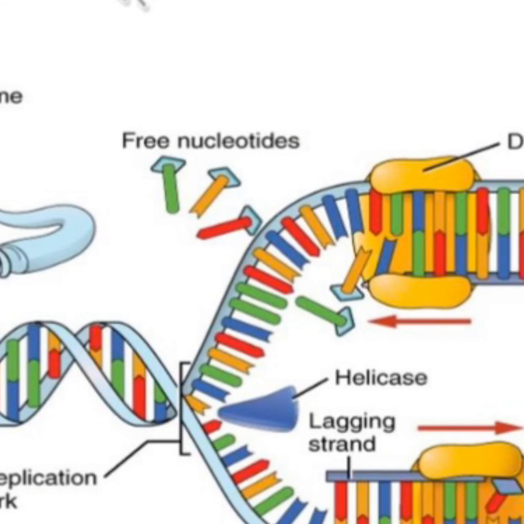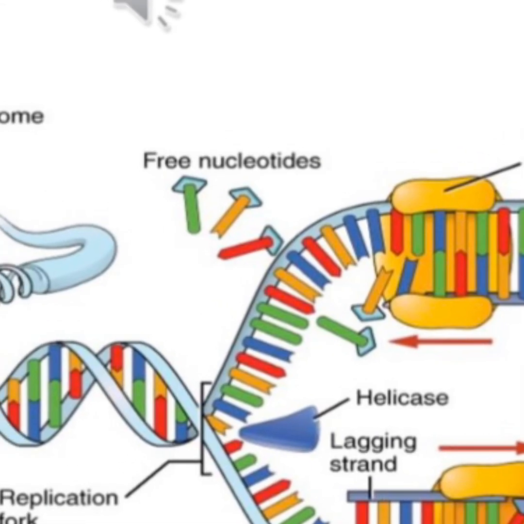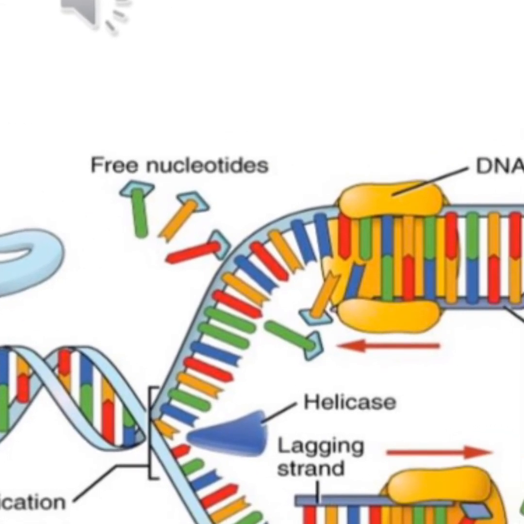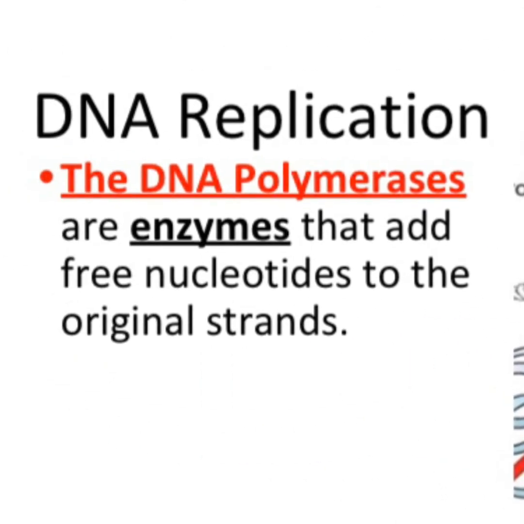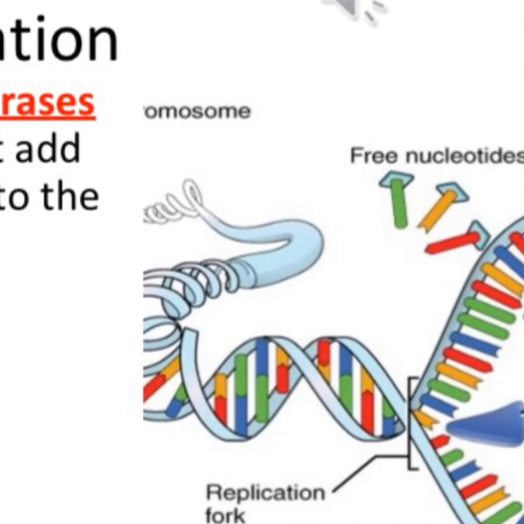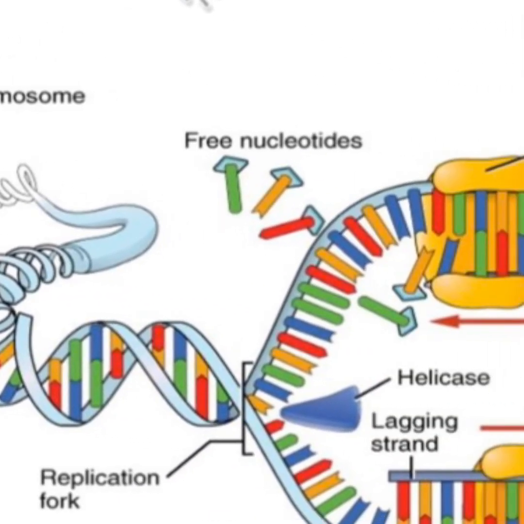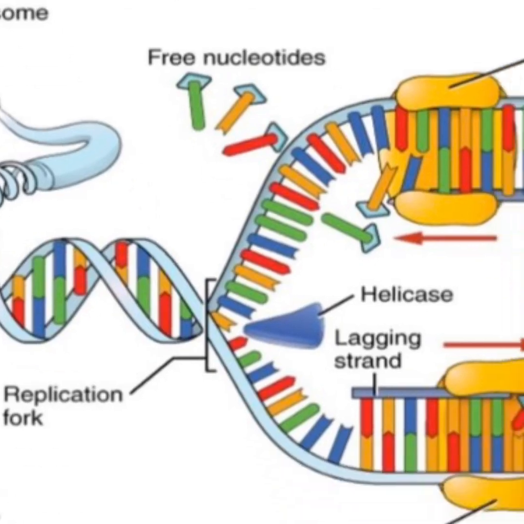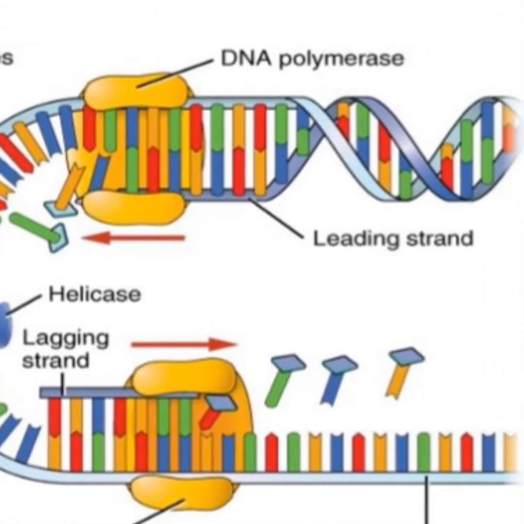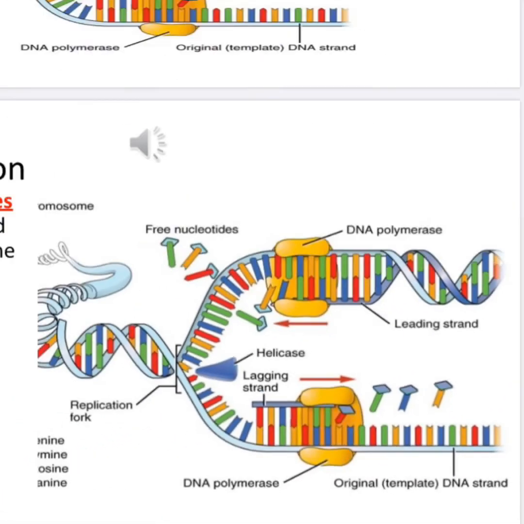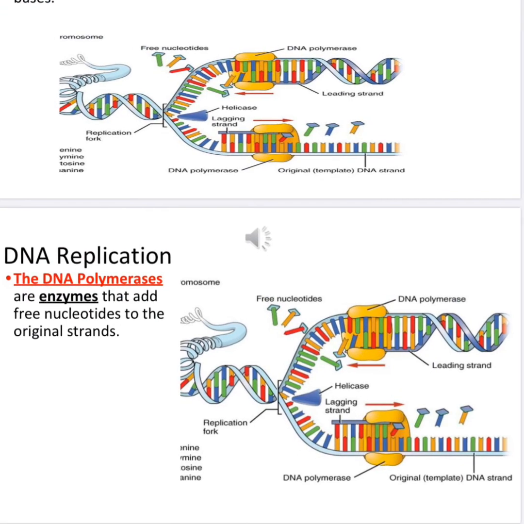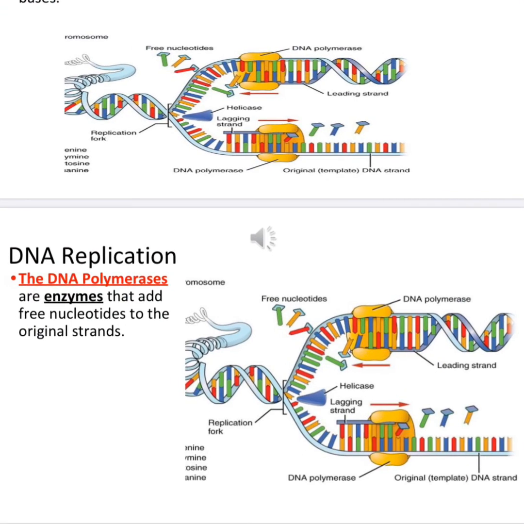Here, free nucleotides are added by the enzyme DNA polymerase. DNA polymerase adds free nucleotides to the original strands, and so on, until they form two copies of DNA.